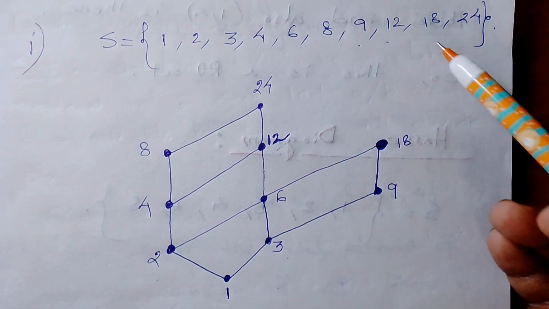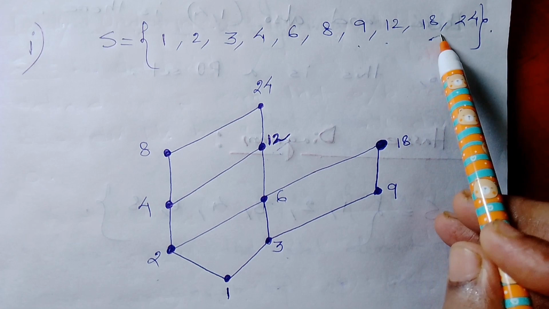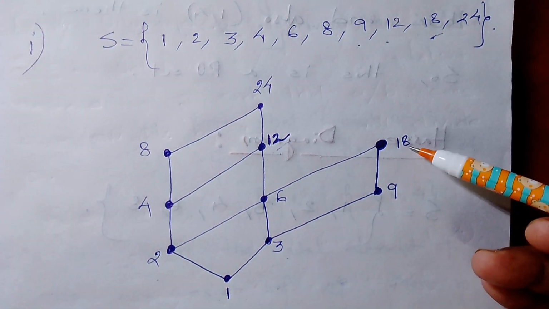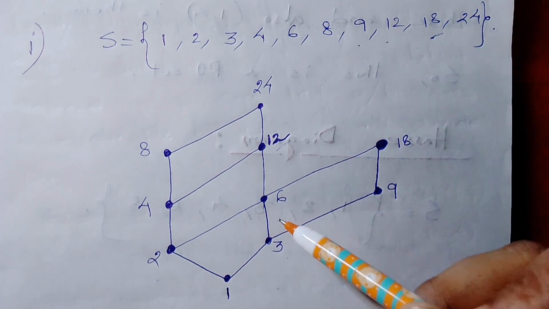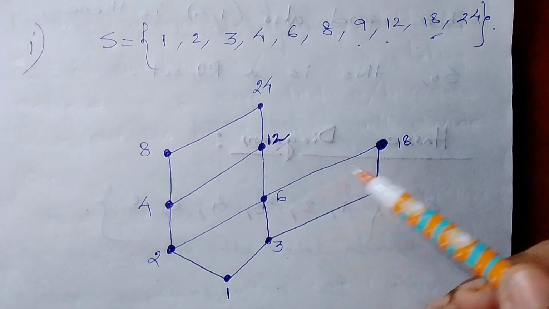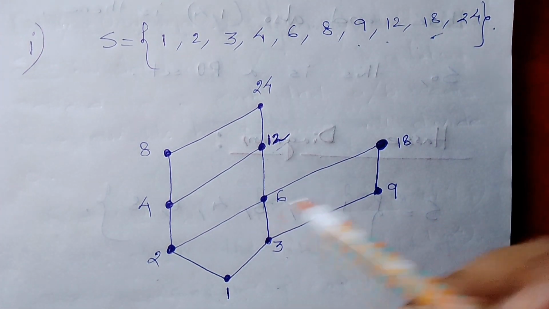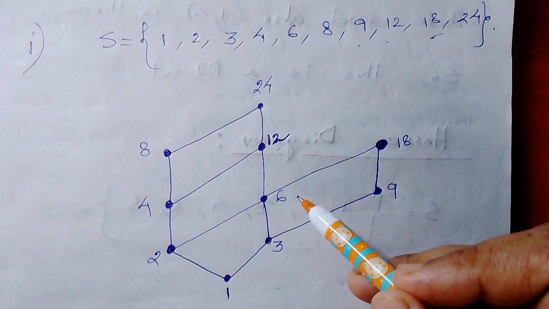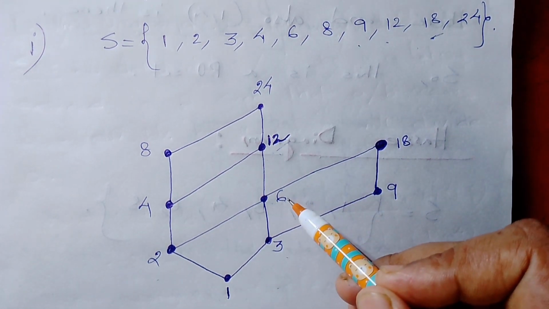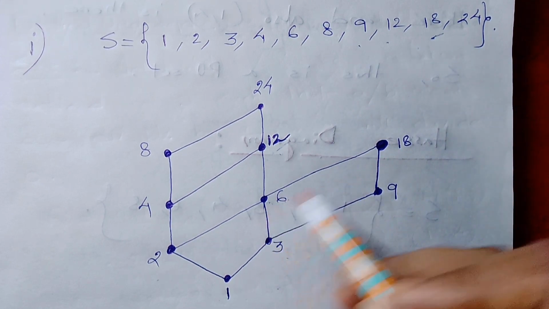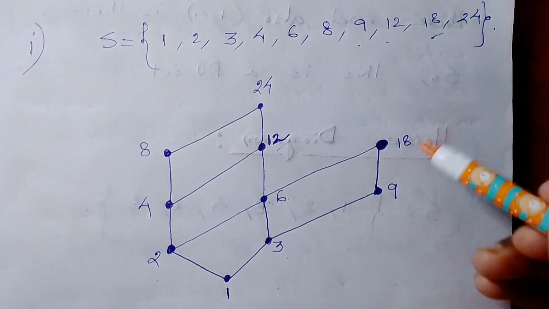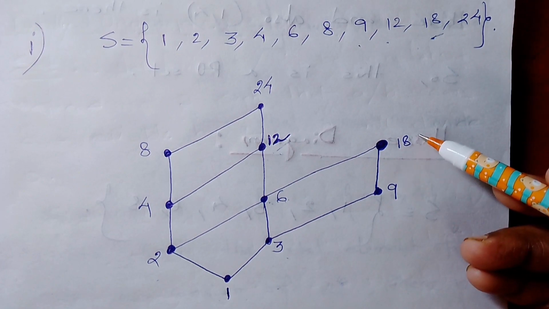And then the 18. 9 will divide 18, but there is also an element on the same height that will divide 18, that is 6. So we will join these two vertices, 6 and 18, and 9 and 18.